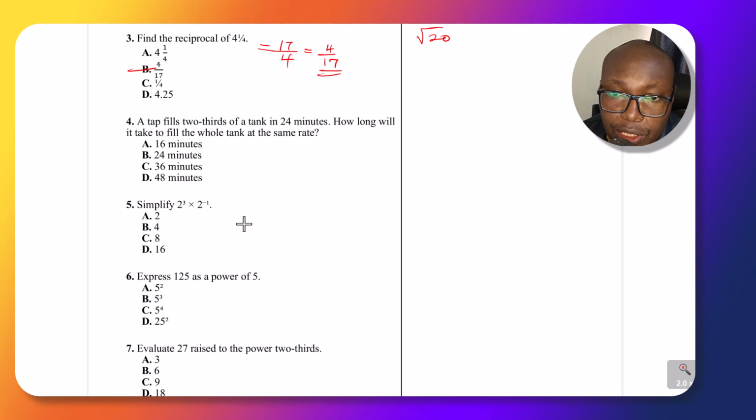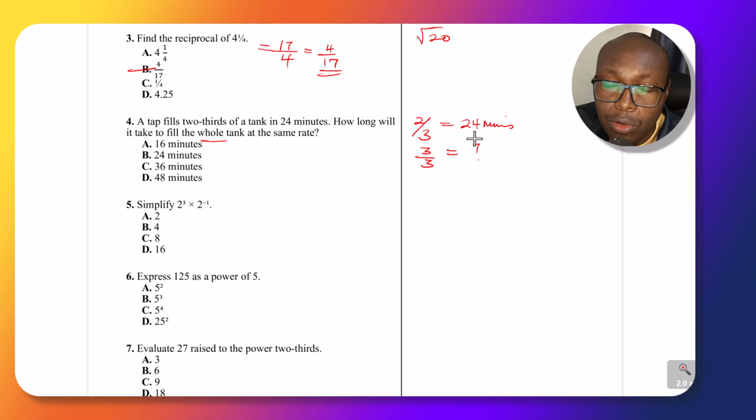Question 4, a tap fills 2/3 of a tank in 24 minutes. How long will it take to fill the whole tank at the same rate? Again, this question tests on reciprocal, in application. So a tap fills 2/3 of the tank in 24 minutes. So how long will it take to fill the whole tank? When the tank is full, it will be 3 divided by 3, or simply 1. So if 2/3 of the tank is filled using 24 minutes, what about when the tank is full, which is a whole fraction, that is 3 over 3 or 1?